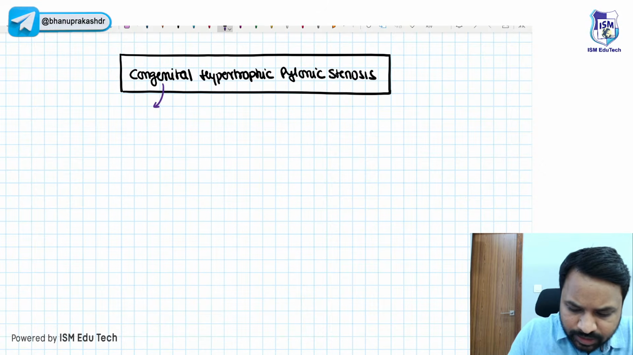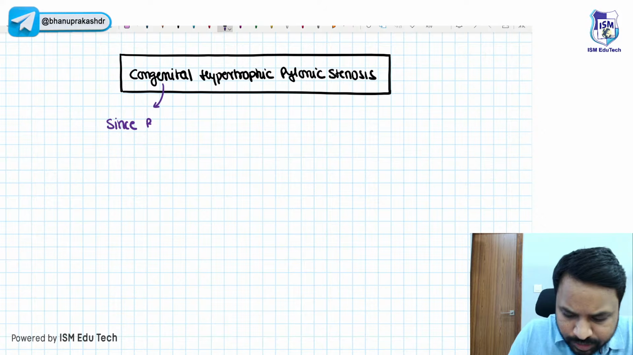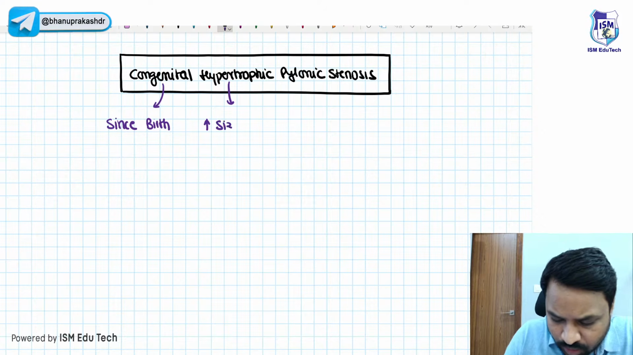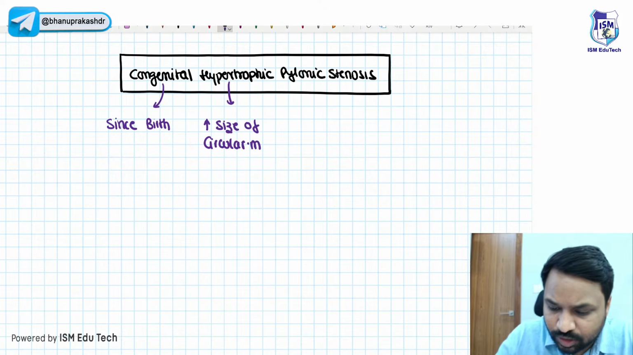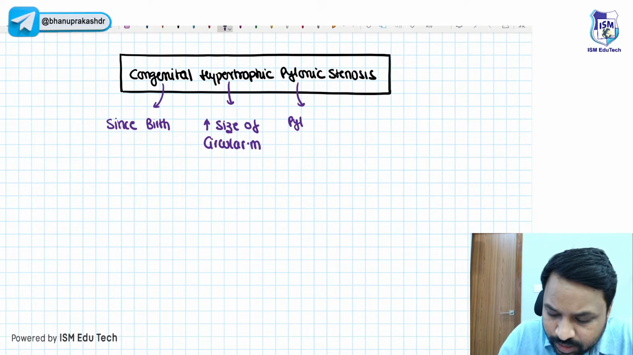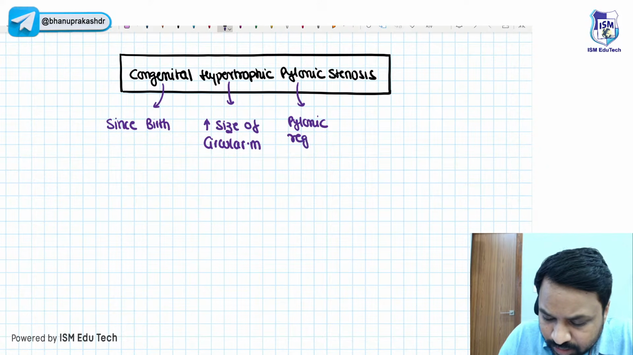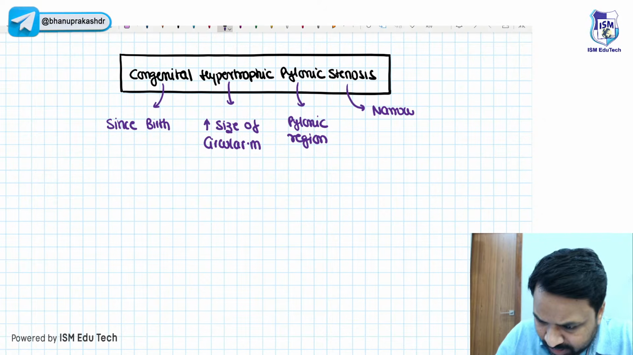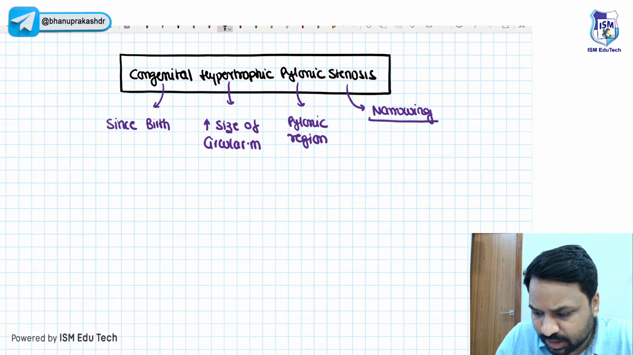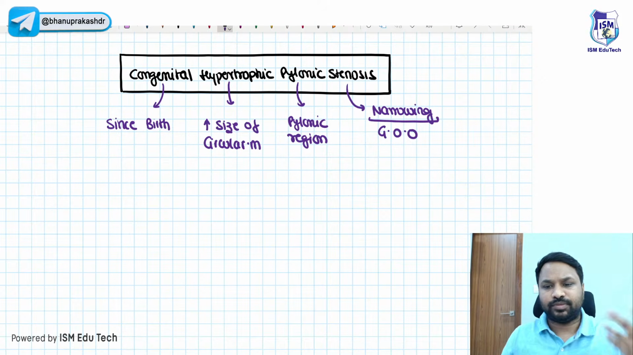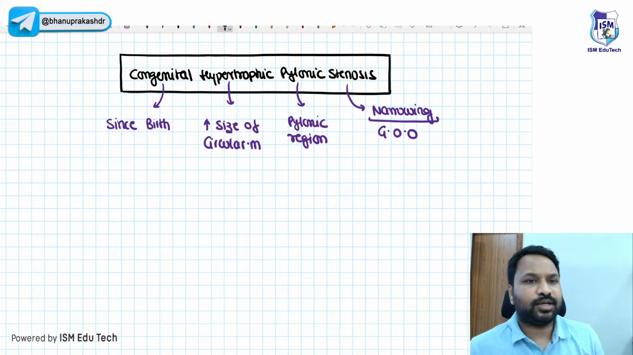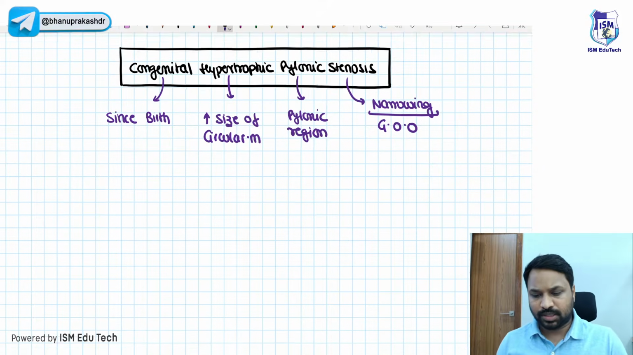When I say congenital, that means this is present since birth. Hypertrophy is increase in size of what? Of circular muscles. It is increase in size of the circular muscles in the pyloric region, and that is causing narrowing of the passage, which is resulting in gastric outlet obstruction. As simple as that, right? IHPS or CHPS are the same, that is infantile or congenital. So this is congenital hypertrophic pyloric stenosis.